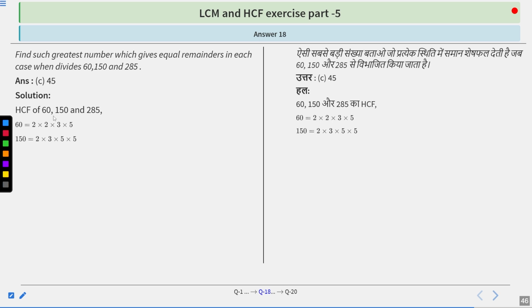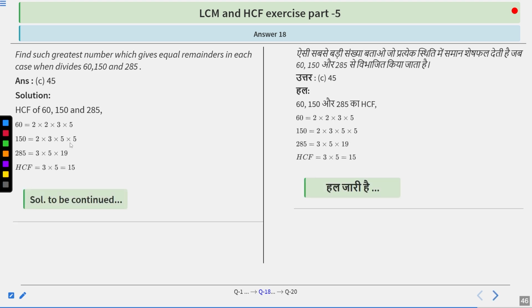Now, HCF of 60, 150 and 285. To find that, the factors of 60 are 2 into 2 into 3 into 5. Factors of 150 are 2 into 3 into 5 into 5. And factors of 285 are 3 into 5 into 19. So the HCF should be 3 into 5, that is 15.